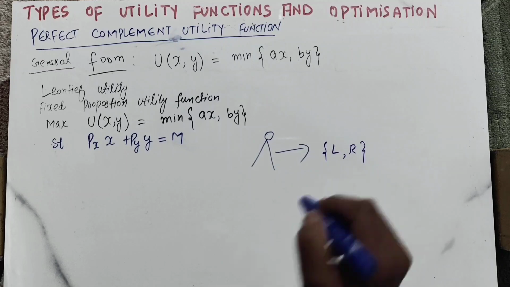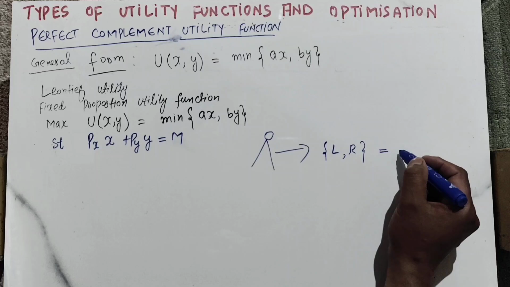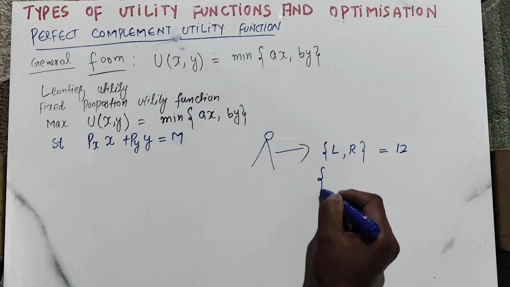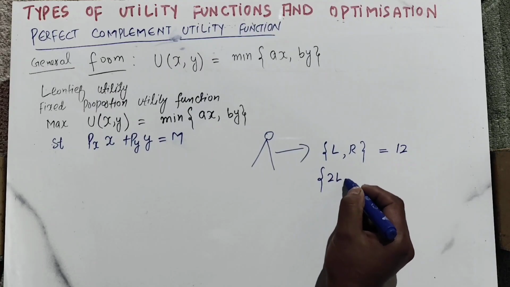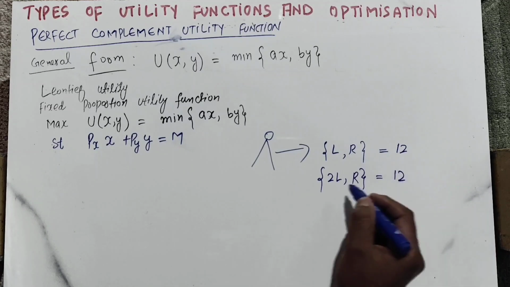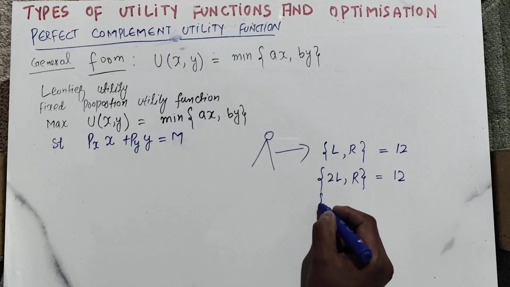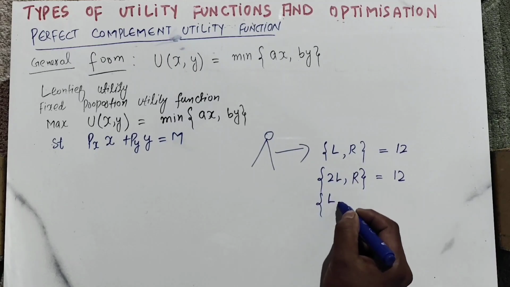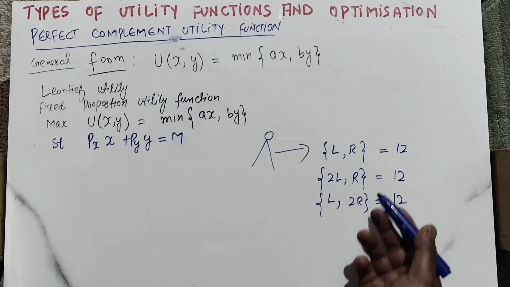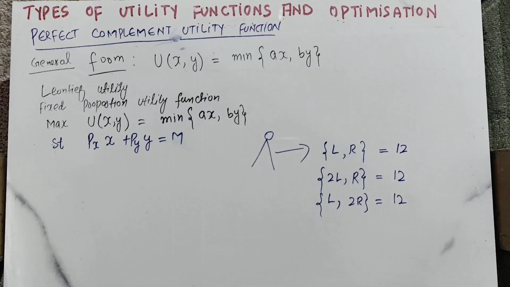By purchasing this, let us suppose this consumer gets a utility of, let us say, 12. Now if this person chooses two left shoes and only one right shoe, again his utility will be the same, because this extra left shoe will not give him additional utility. And in the same logic, if he chooses one left shoe and two right shoes, in this case also his utility will be constant, the same as what he was getting from one left shoe and one right shoe.